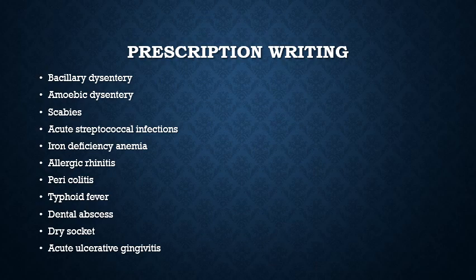Now, the other part of the pharmacy practical is prescription writing. You have to write a proper prescription for various diseases. There is a list of diseases you have to write prescriptions for, like bacillary dysentery, amoebic scabies, acute streptococcal infections, iron deficiency anemia, allergic rhinitis, pericarditis, typhoid fever, dental abscesses and dry socket, and acute ulcerative gingivitis. So basically you have to write a proper prescription regarding these diseases.